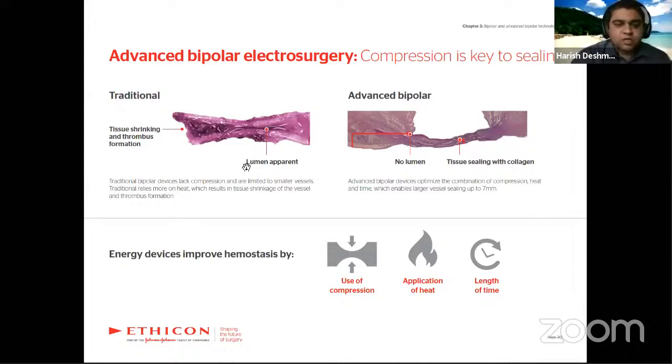Again, this is what we spoke about traditional bipolars, where the intima to intima compression is not there. But in case of advanced bipolar, we have better tissue sealing because of intima to intima compression. So here we have more compression. Heat is still higher, till 100 degrees and above. Length of time is comparatively less because we have more compression now. Application of heat is increased and length of time is reduced.